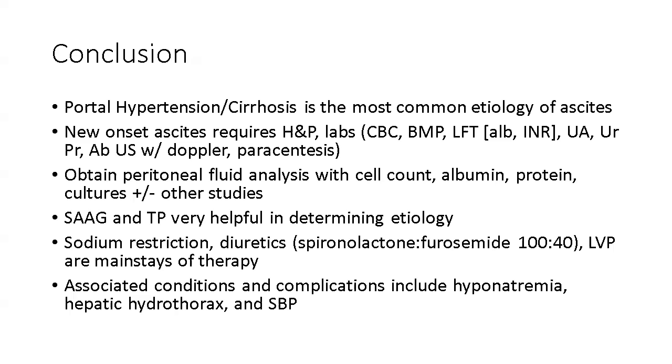A SAG greater than 1.1, portal hypertension; less than 1.1 are your other etiologies. Sodium restriction, diuretics, spironolactone and furosemide at 100 to 40 ratio, and large volume paracentesis are the mainstays of therapy. And then associated conditions are hyponatremia, hepatic hydrothorax, and SBP. So that is... Does anybody have any questions before I go into the cases?